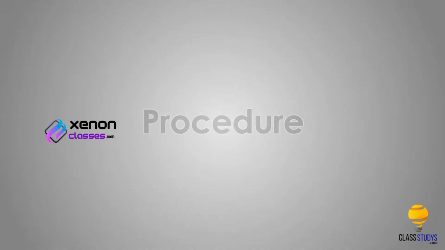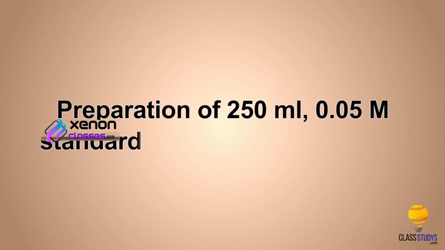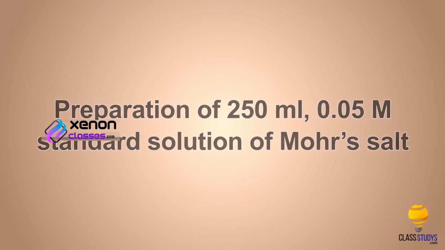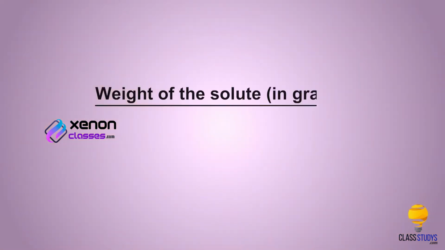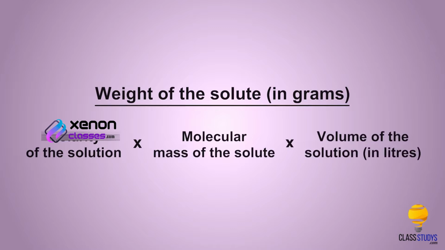Procedure: preparation of 250 ml 0.05 molar standard solution of Mohr salt. The weight of a solute required to prepare a standard solution is equal to molarity of the solution into molecular mass of the solute into volume of the solution in liters.